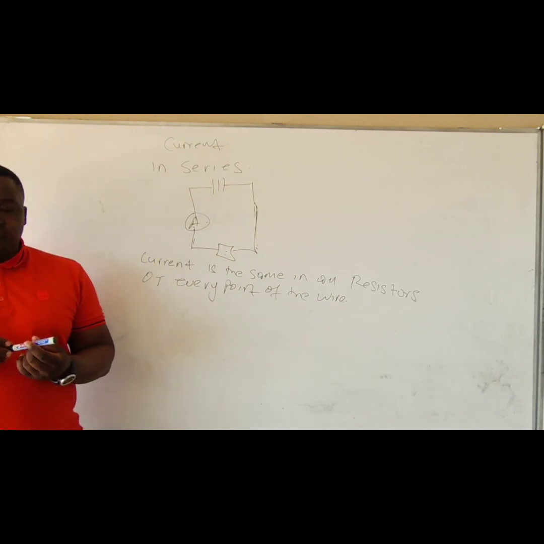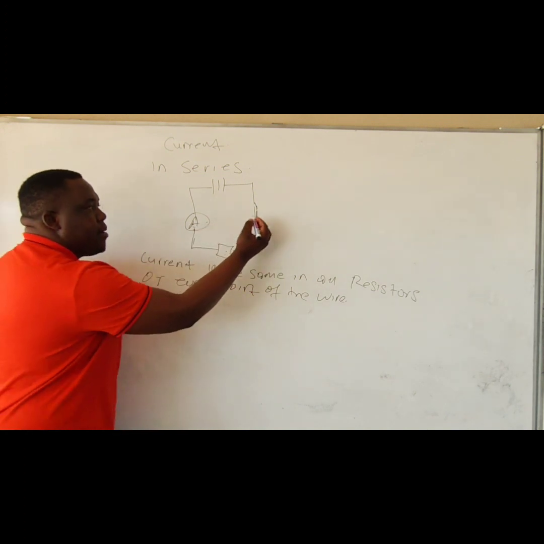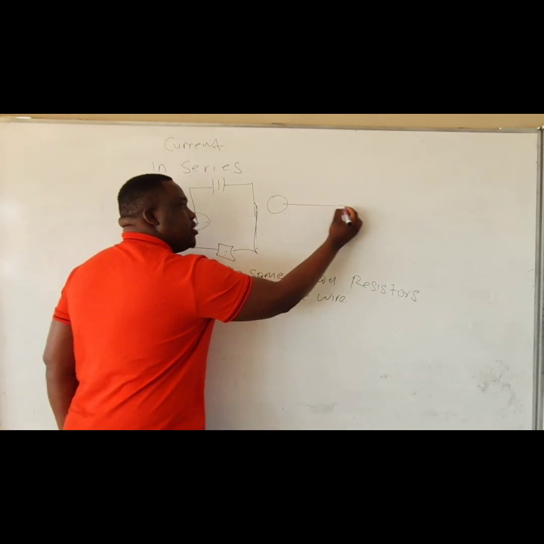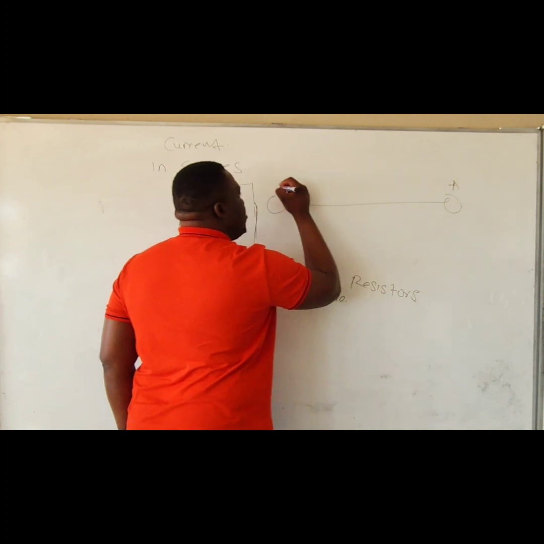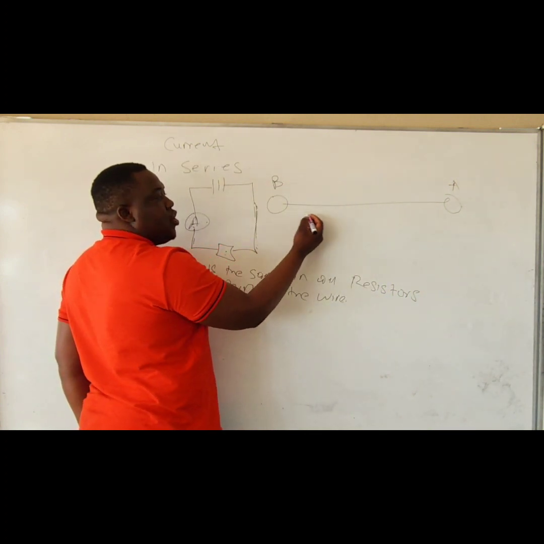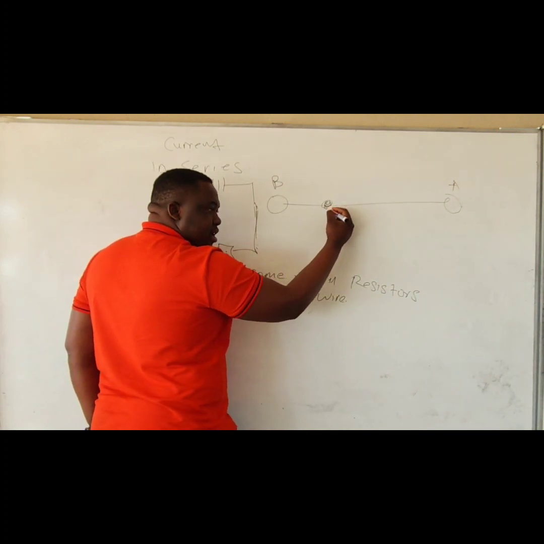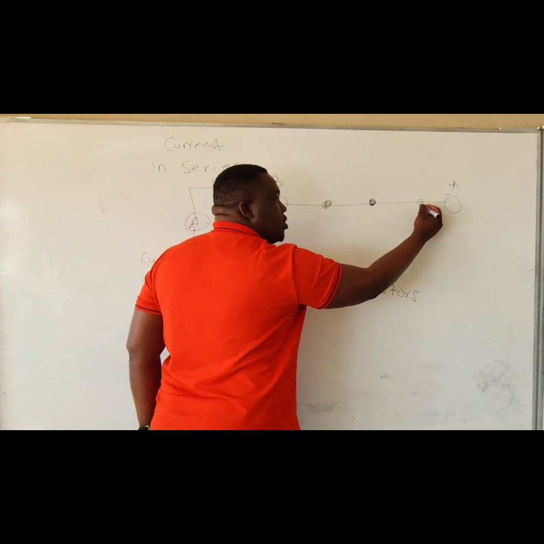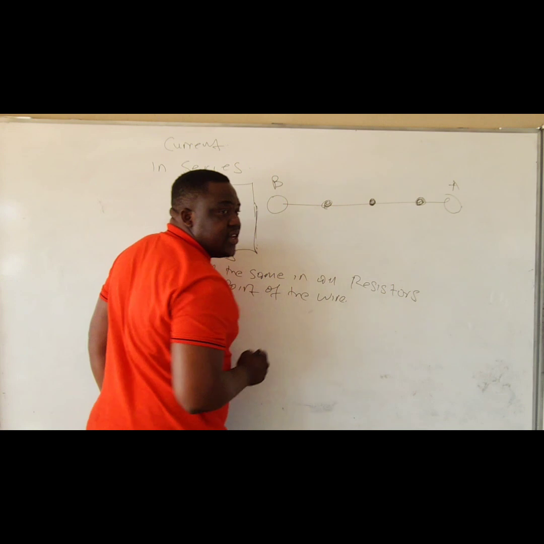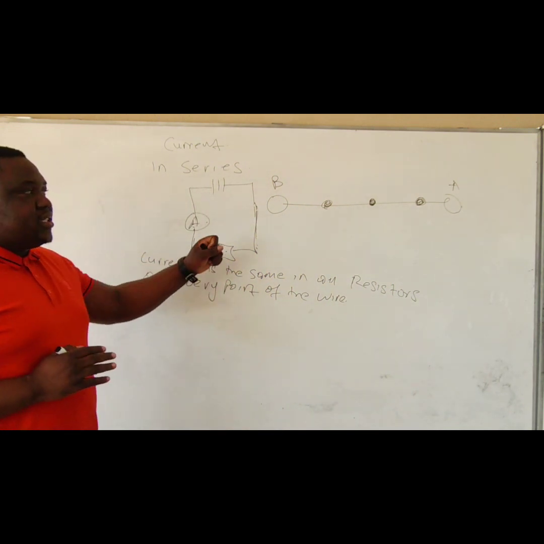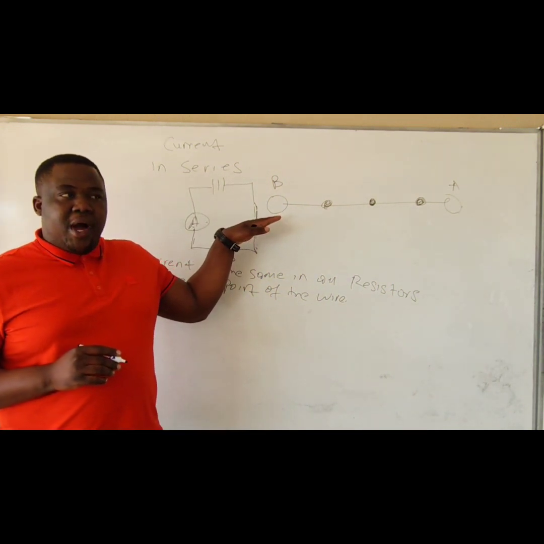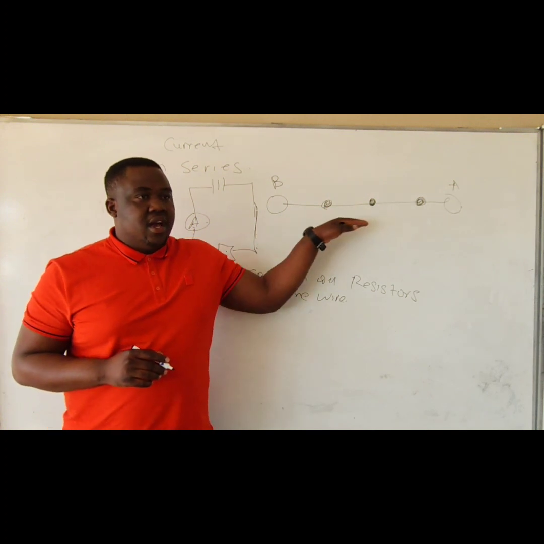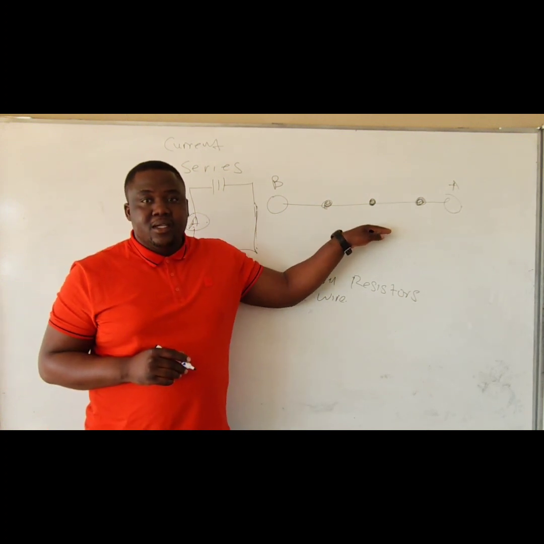If I have a hose pipe from this point to this point, when A and B, the amount of water which will flow here will be the same amount of water which will flow here. You understand, right? Because that hose pipe is connected in a series connection.